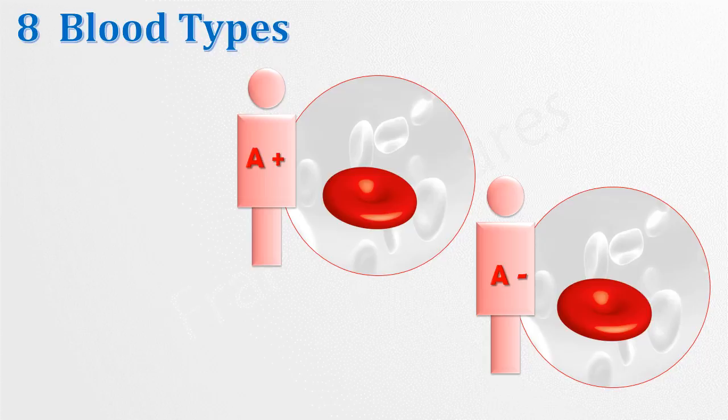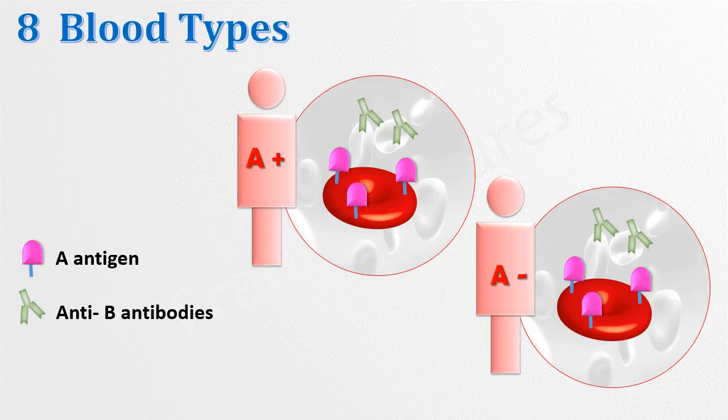In both A positive and A negative individuals, antigens present on RBCs are A antigens. Since the missing antigen is B antigen, therefore, anti-B antibodies will be found in the serum. Rh antigens are present in A positive individuals and absent in A negative individuals.